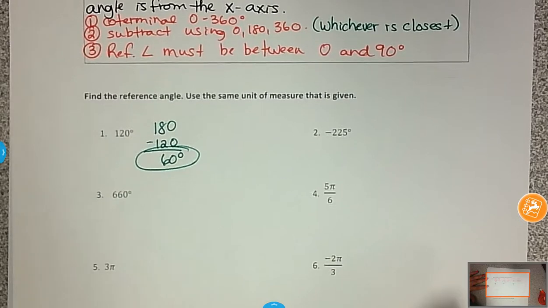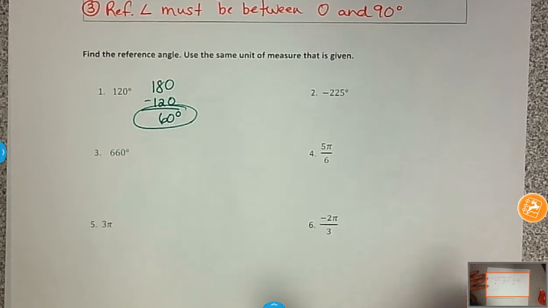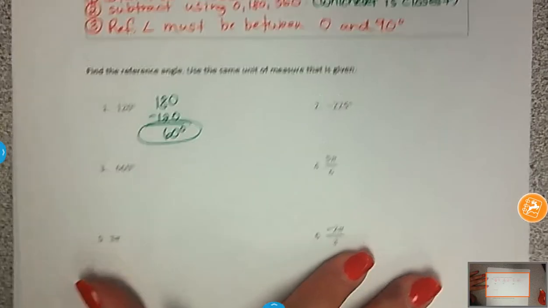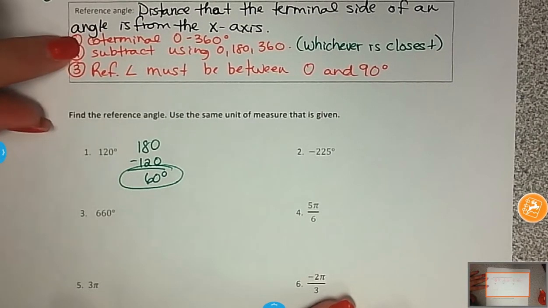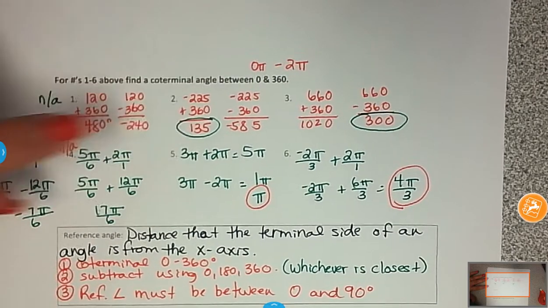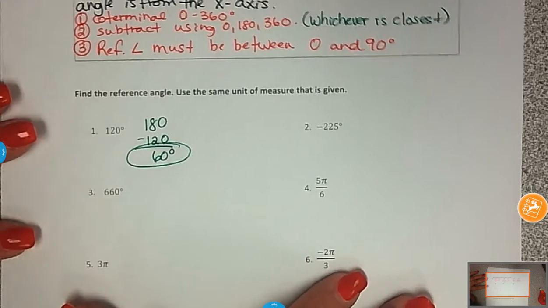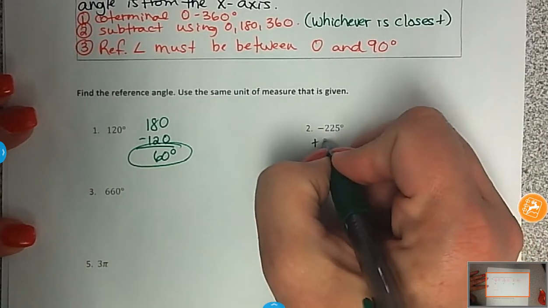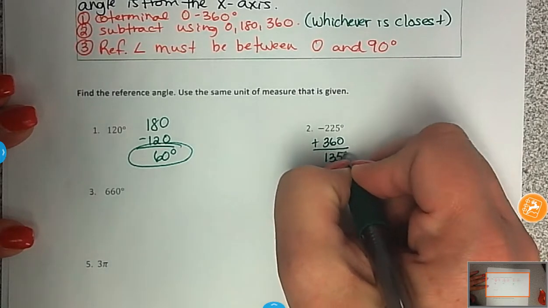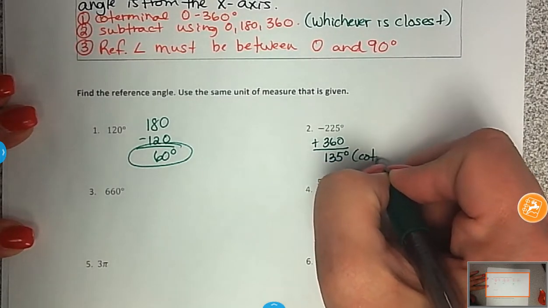So now, for number 2, this is a negative angle measure. It is not between 0 and 360. So what I'm going to have to do first is find a coterminal between 0 and 360. Well, we did that up above, remember? These are the same angles we used there. Basically, all I had to do was add 360 and get 135 degrees. That is my coterminal.